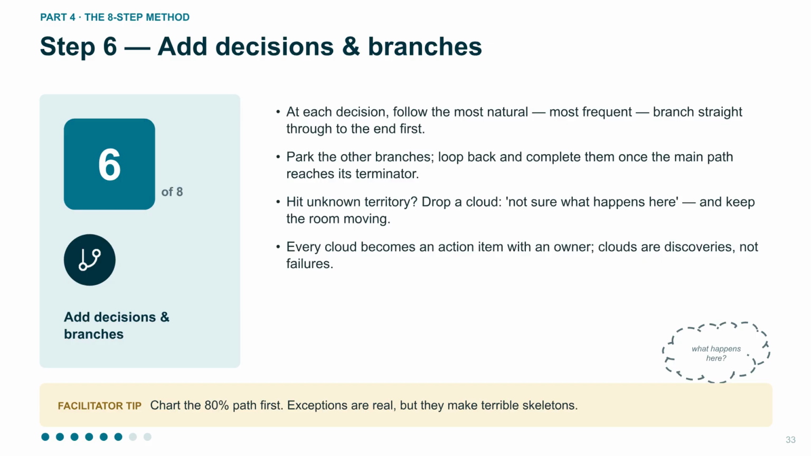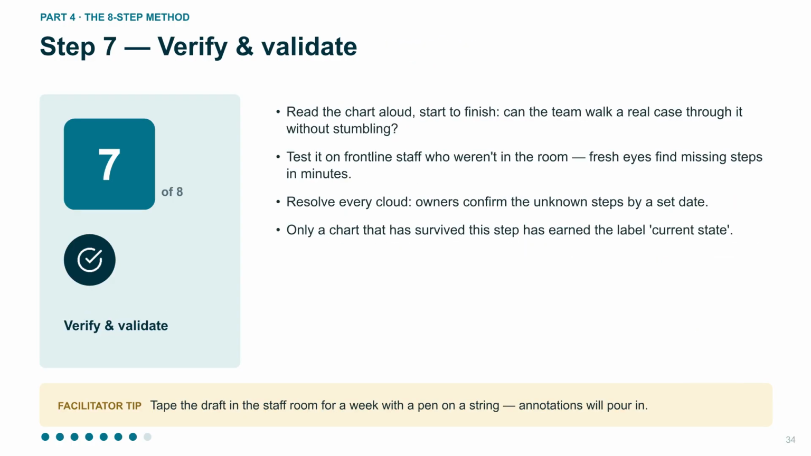Step 6. Add decisions and branches. Follow the most common path first, then loop back for the exceptions. If you hit a point where the room is unsure what happens, add a cloud and assign it to an owner.